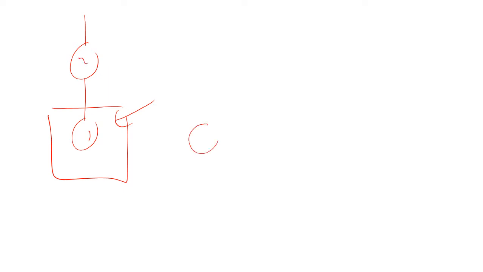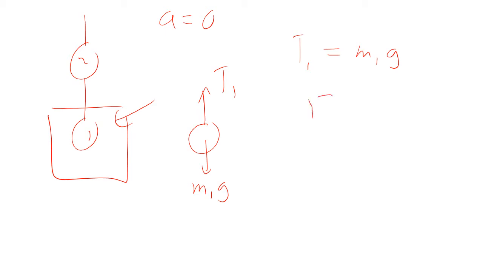So free body diagram, we have T1 pulling up, we have M1G pulling down. So T1, if it's just hanging there, acceleration is 0. So T1 equals M1G. And so that's going to be equal to 17.2 newtons, plugging in the 1.75 kilograms there.